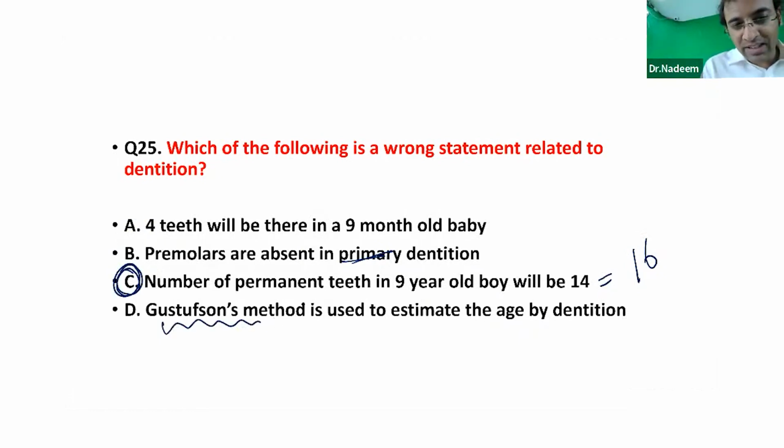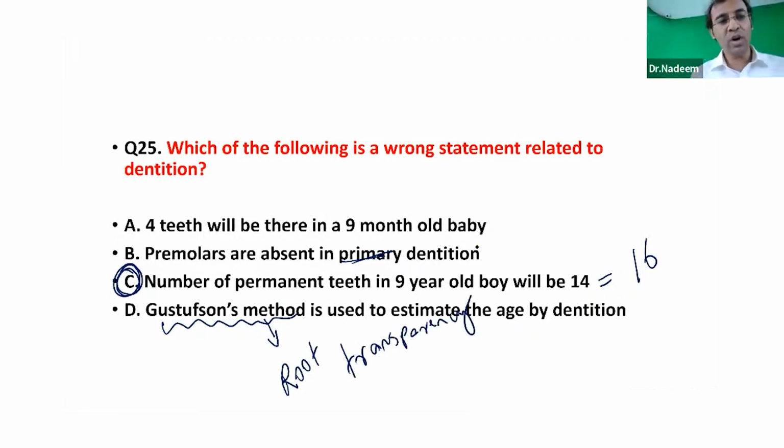Gustafson's method, please understand that this is used to estimate the age by dentition in adults. Fine? So in the Gustafson method, especially what you are going to check is the root transparency. See, this much is more than enough to solve all the questions related to dentition. Okay.